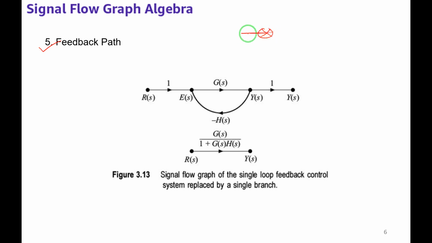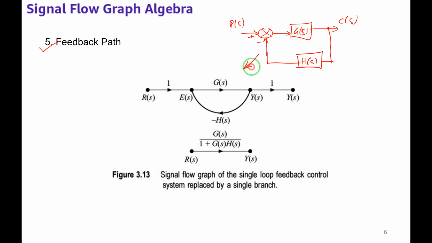So this is R of S, then G of S, C of S, and plus or minus H of S. This is the block diagram of a simple closed loop system, right? Then we know how to convert this block diagram to a signal flow graph. For this I have already told, so we'll see the conversion process later once again, right?